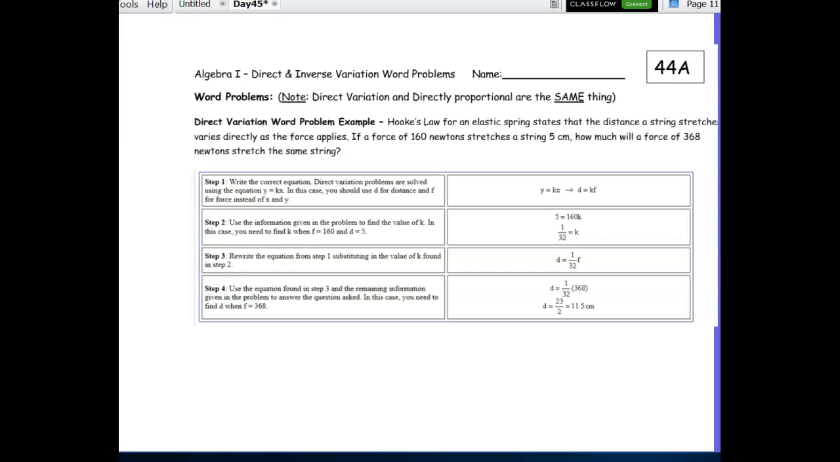Last class we talked about direct variation. A direct variation is in the form y equals k times x, where your output is equal to your constant of proportionality times your x, and an inverse variation is y equals k divided by x. With a direct variation, as your inputs go up, your outputs go up. They're proportional. With an inverse variation, as your inputs go up, your outputs go down. So let's go through a couple of examples of the word problems.